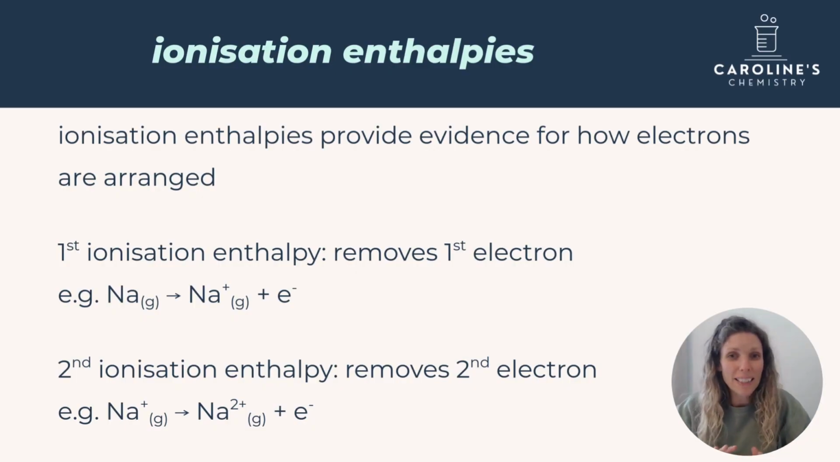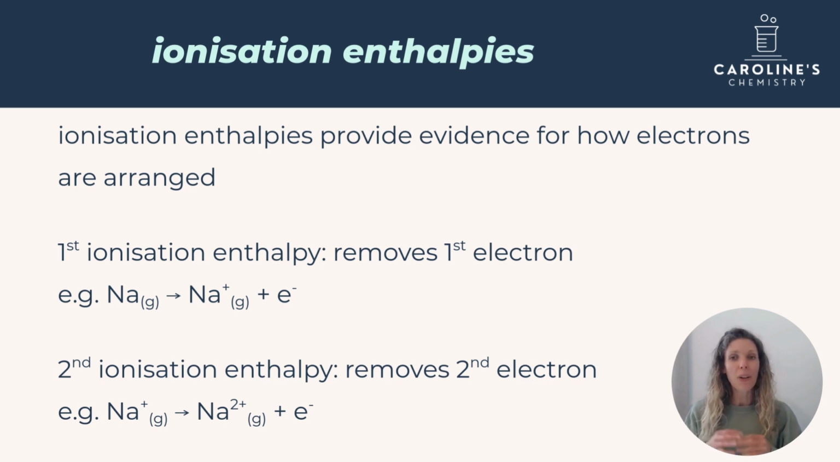Okay, so ionisation enthalpies. First of all, what are they? Ionisation enthalpies provide the evidence for how electrons are arranged, otherwise known as electron configuration. That is the whole 1s2, 2s2 thing. And if that is confusing to you, then go back and check the previous video on my channel because it's all there explained for you.